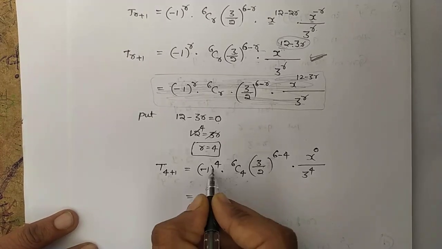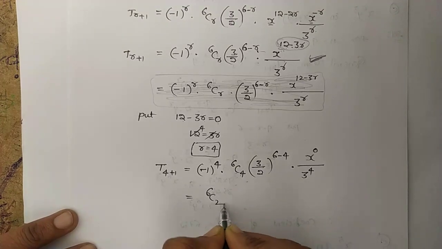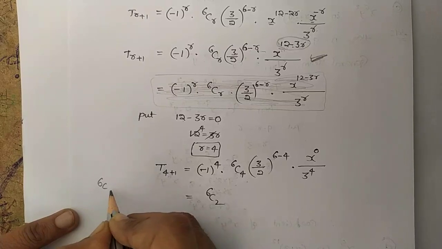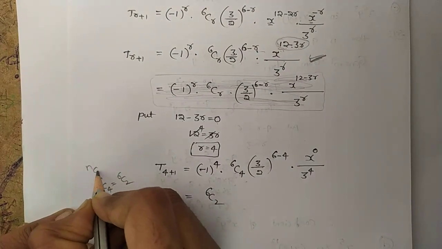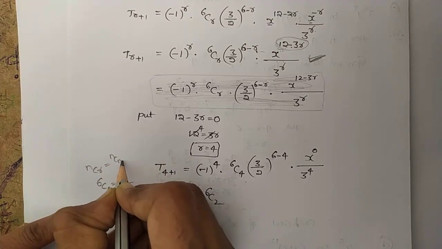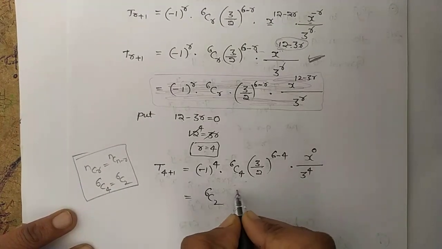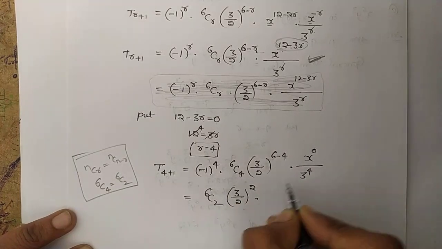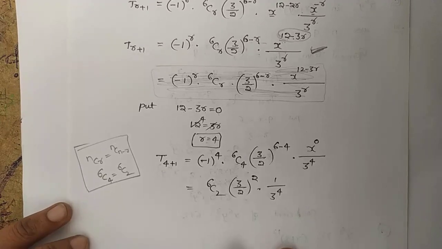That equals minus 1 whole power 4, which is plus only. 6C4 can also be written as 6C2, by using the formula nCr equals nC(n minus r). 6C2, next 3 by 2 whole power 6 minus 4, which is 2, into x power 0, that is 1, divided by 3 power 4.